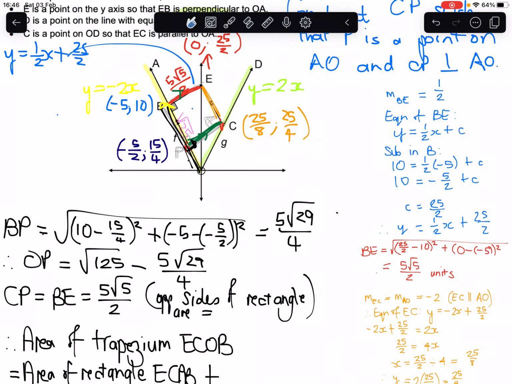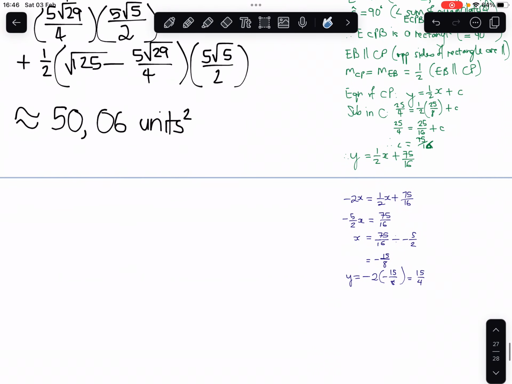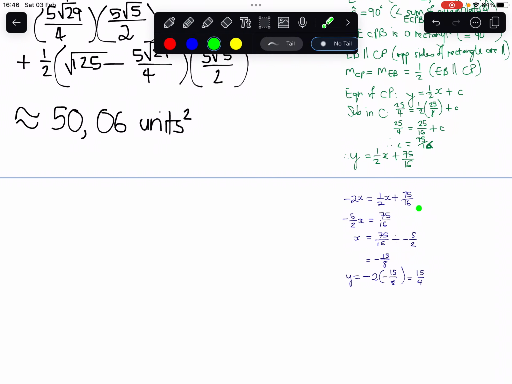Okay, so we did that by figuring out the point of intersection between this line and this line, which is y is equal to negative 2x. So let's see that calculation. Right, we've got negative 2x is equal to a half x plus 75 over 16. So minus 2x, if I minus a half x on both sides, I agree with that being minus 2.5x. So minus 5 over 2x is equal to 75 over 16. And then divide both sides by negative 5 over 2.